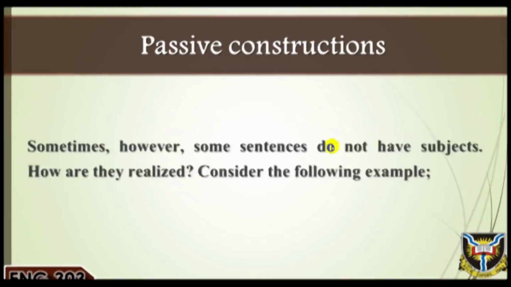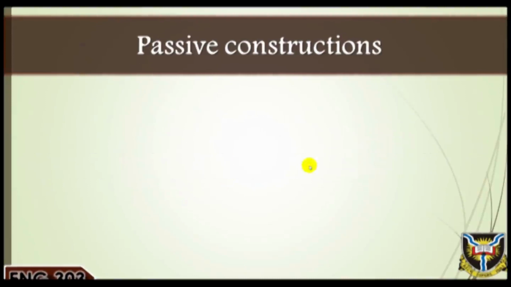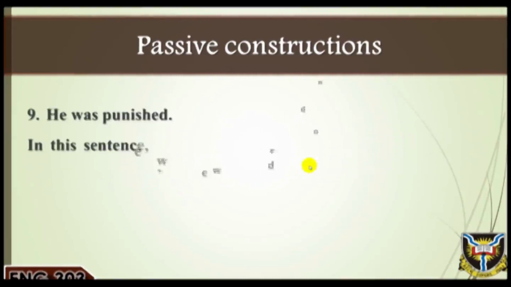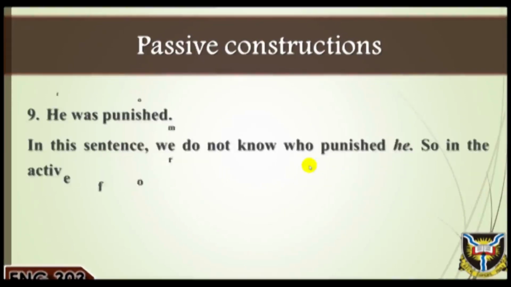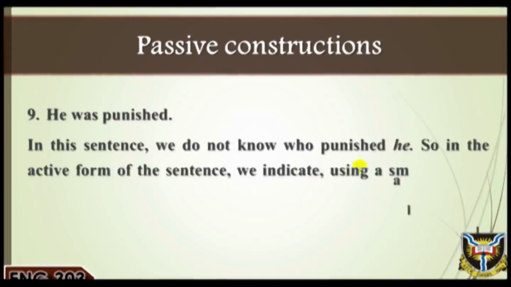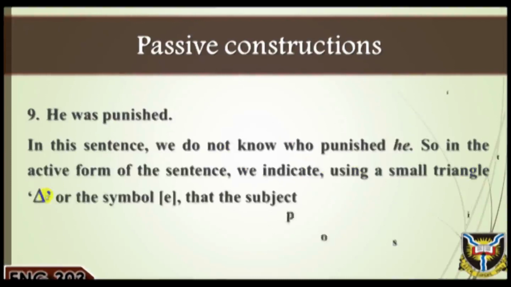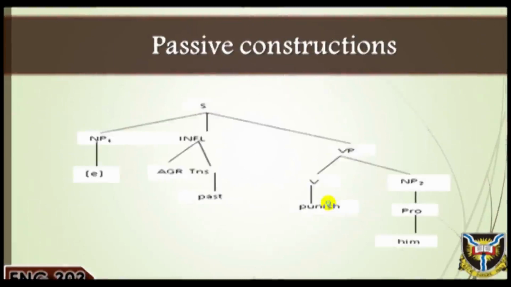He was punished. In this sentence, we do not know who punished him. So, in the active form of the sentence, we indicate using a small triangle or the symbol E that the subject's position is empty. This is the deep structure of the passive construction.